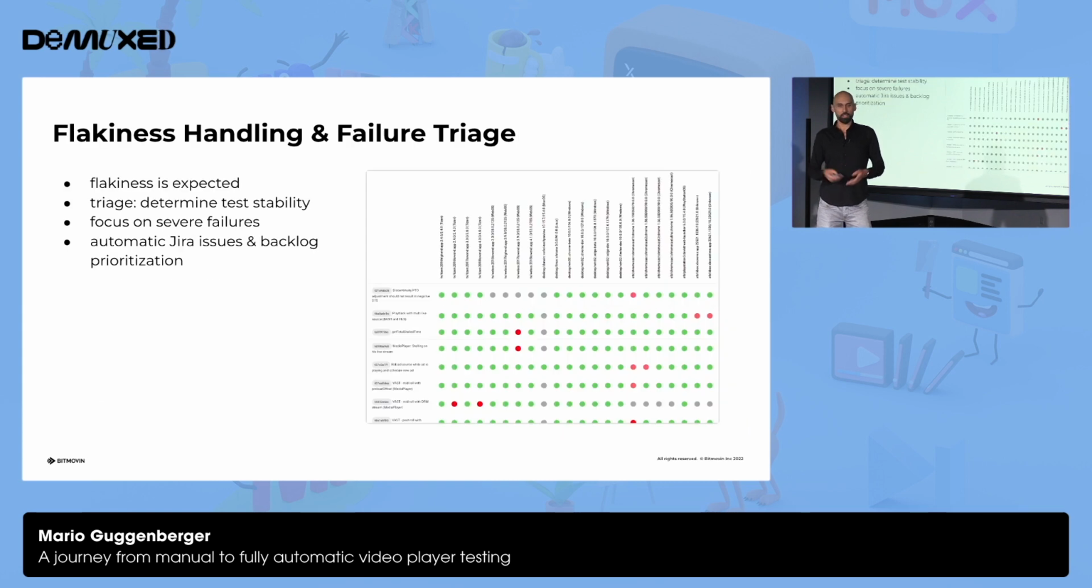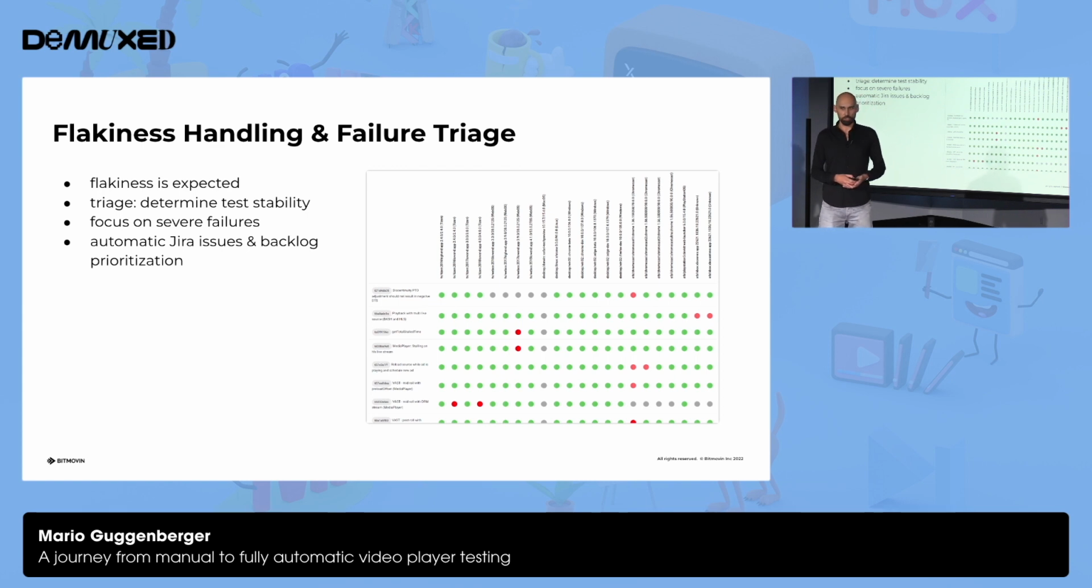Okay, and now we're collecting large amounts of test results. And there will be failures among them. That's unfortunate, but impossible to avoid. So how do we handle those? What's important to acknowledge here in our case is that flakiness is expected in our setup because we test on real devices and we use real streams from CDNs. So they can't really be considered deterministic.